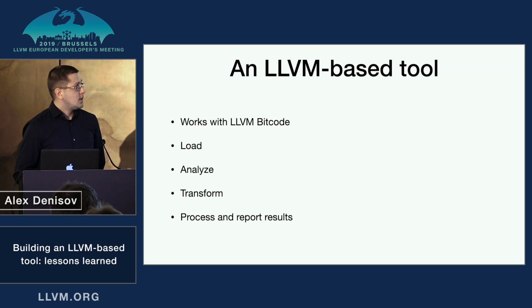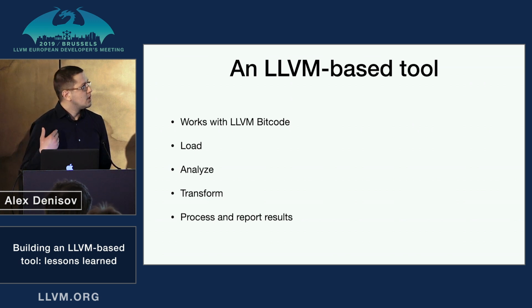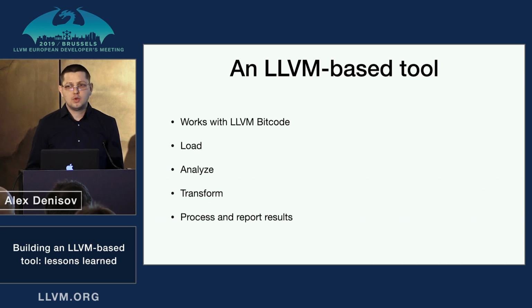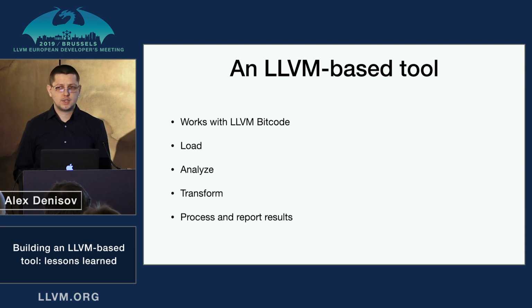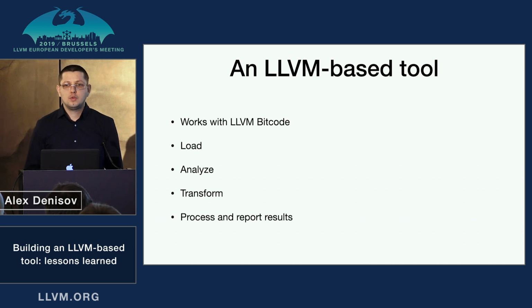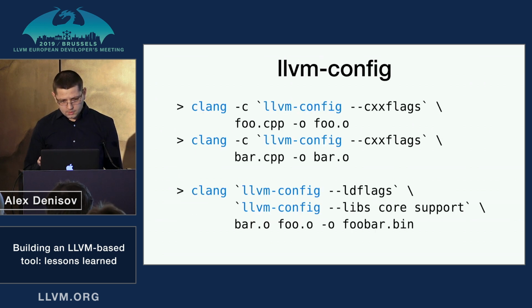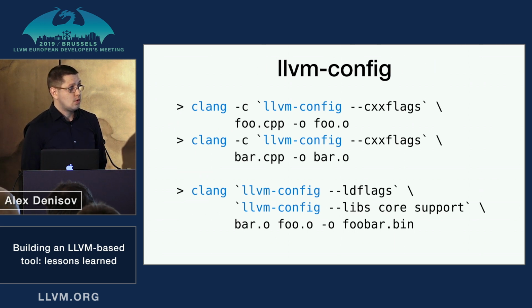So to have some framework in mind, I would like to define what I mean by an LLVM-based tool. So first of all, it should work with LLVM bitcode, and it does analysis, processing, and maybe some transformations. So I think examples would be a compiler, for example, or an obfuscator, or a mutation testing tool, or anything else you can imagine. So the very first thing, in order to build an LLVM-based tool or just a tool, you need to have a build system.